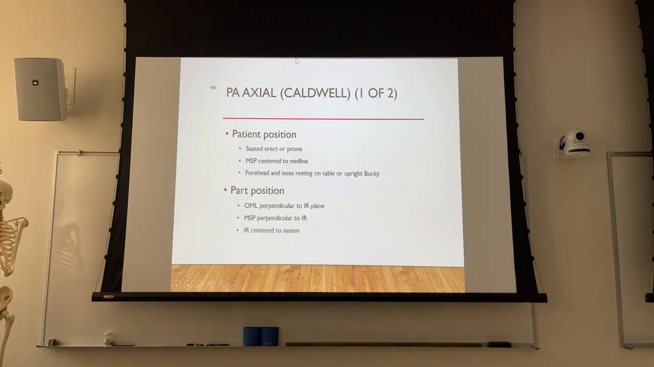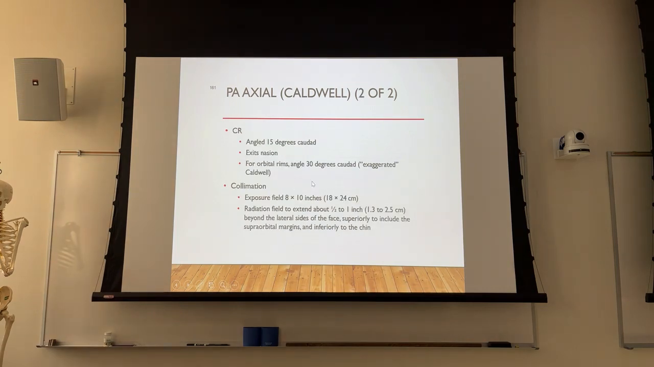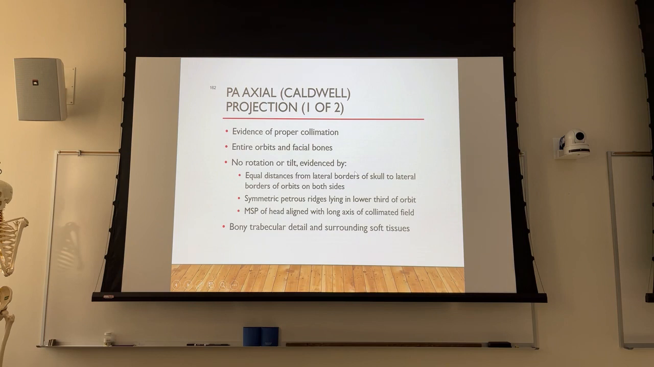So Caldwell is the same Caldwell that we looked at before. We just don't need to include the top of the head. We don't need to include the mandible, but it's the same Caldwell, forehead and nose on the bucky or on the table, depending on if you're shooting them upright or on the table. Angle central ray 15 degrees caudad. Your exposure field can be smaller now, 8x10 instead of 10x12. 15 degrees exits at the nasion. If you need to see the orbital rims, angle 30 degrees caudad. Right? Same as it ever was.